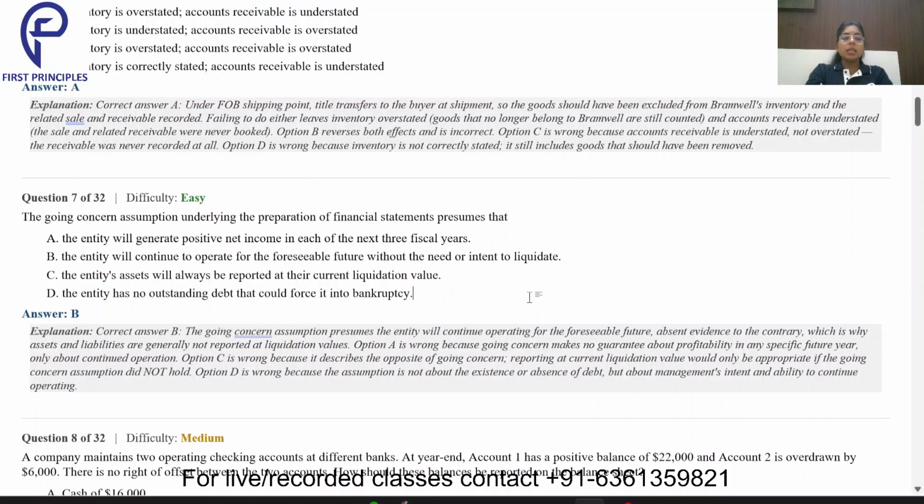Now, option C: the entity's assets will always be reported at their current liquidation value. Is this correct? No, option C is not correct, because it is talking about recording the assets at current liquidation value. Do we do that? No, we record the assets at historical cost. Then, the entity has no outstanding debt that could force it into bankruptcy. Does this mean anything related to going concern? No, so again, this is not the correct answer. Option B is our correct answer.